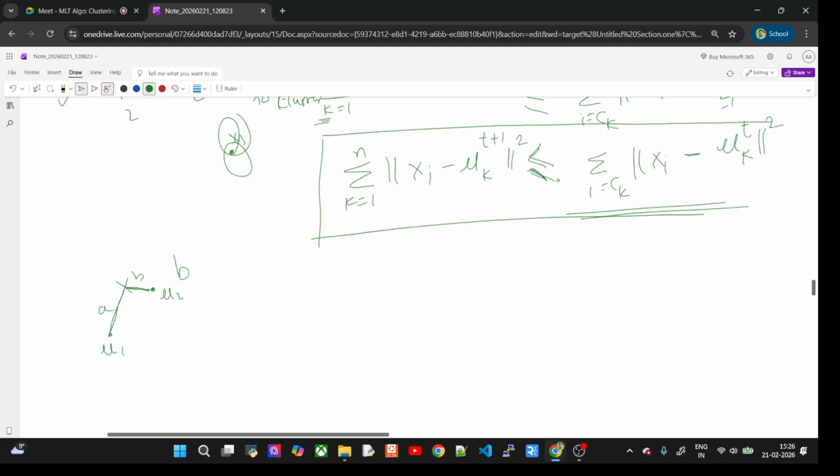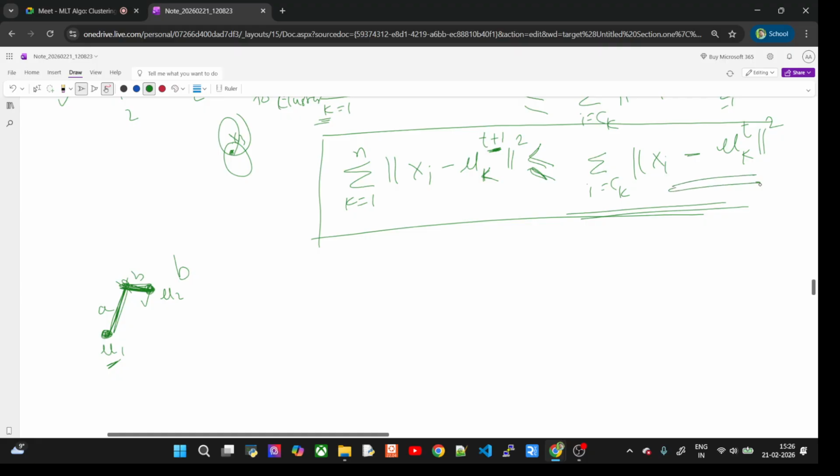Whenever he wants to jump, he will jump, but making sure that the distance of that same point from its t plus 1 mean, if he jumps to the next point, is less than the distance from the current mean. He is jumping here because he is thinking that in future if I go here, that is my perfect distance. So the distance to my neighbor is less than the distance to my current mean. That's why it is written like this.